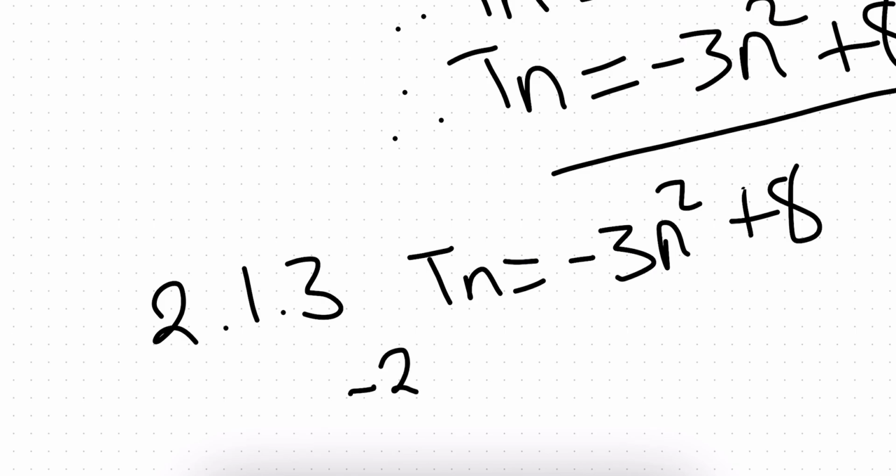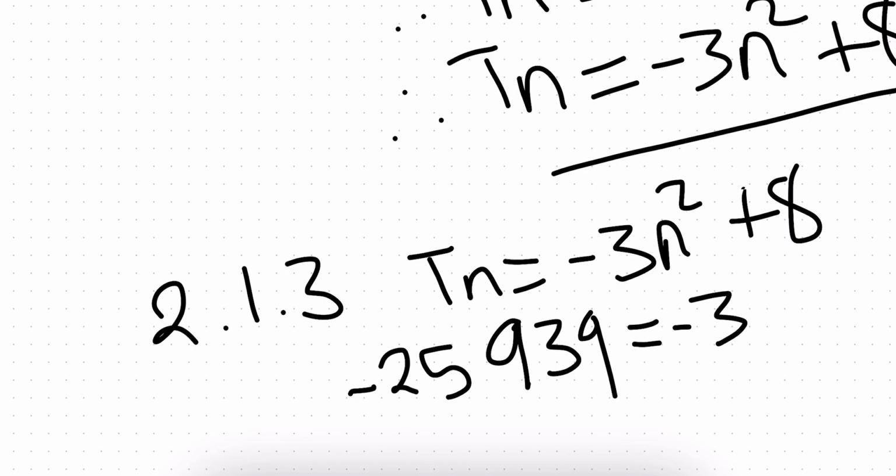minus 25,939. I think it was 939. Yes, it was 939. Then that is equal to minus 3n squared plus 8, right? Minus 3n squared plus 8.